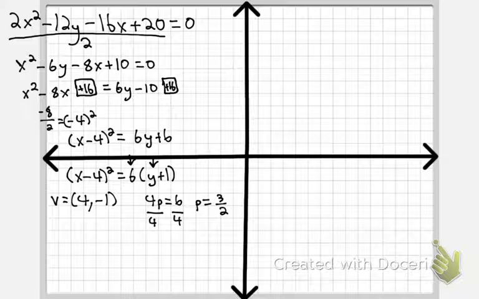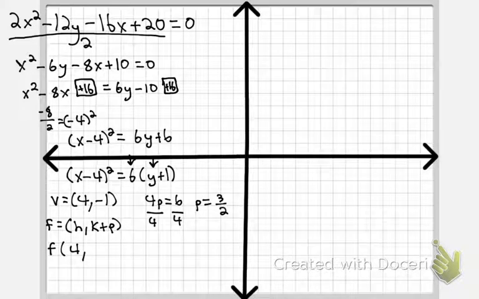So, to get my focus, I'll have h, then k plus p. So, I'll have 4, comma, negative 1 plus 3/2, which gives you a focus of 4, comma, 1/2.